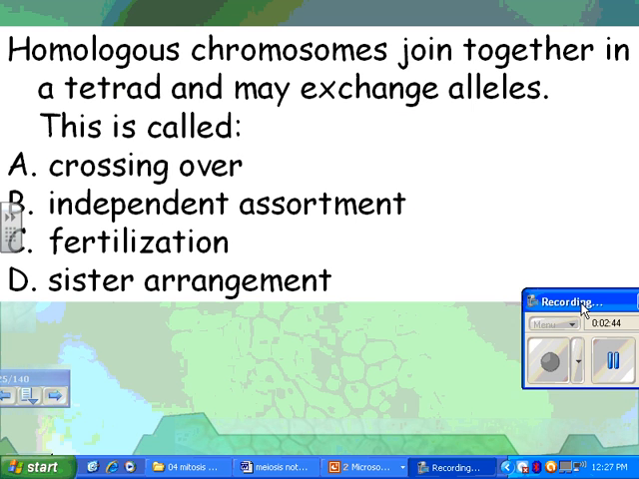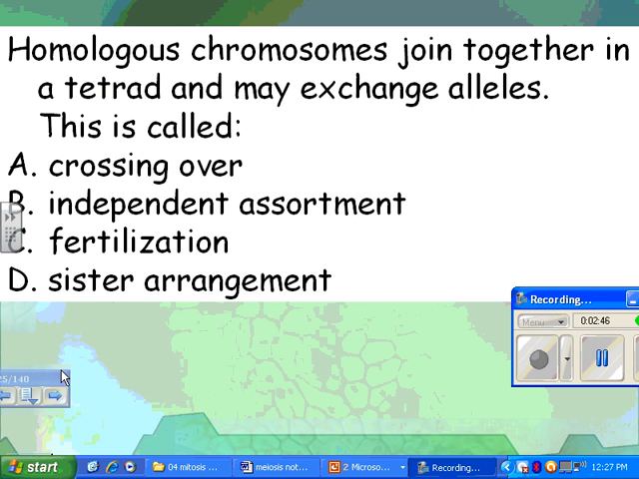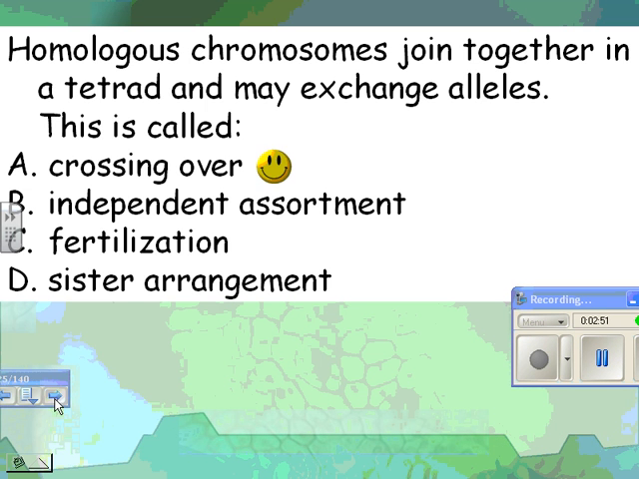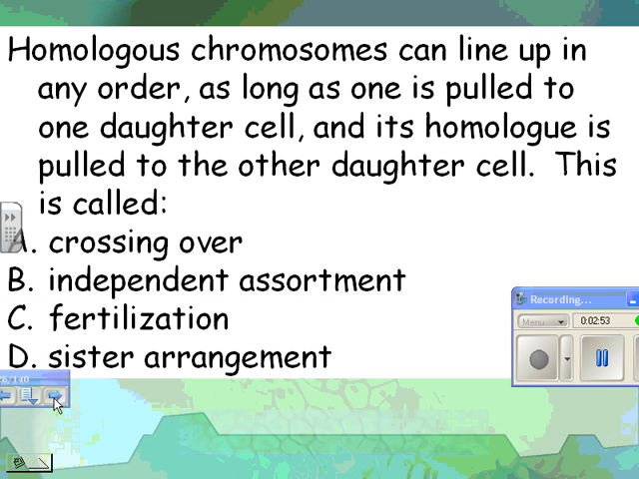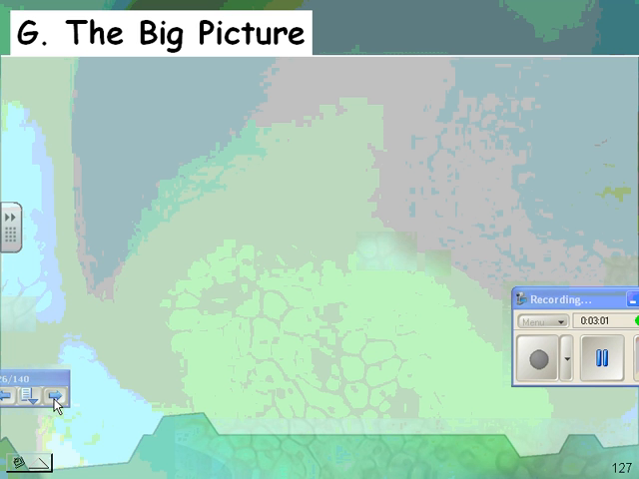Quiz time. Homologous chromosomes join together in a tetrad and may exchange alleles. This is called crossing over. Homologous chromosomes can line up in any order as long as one is pulled to one daughter cell and its homologue is pulled to the other daughter cell. This is called independent assortment.